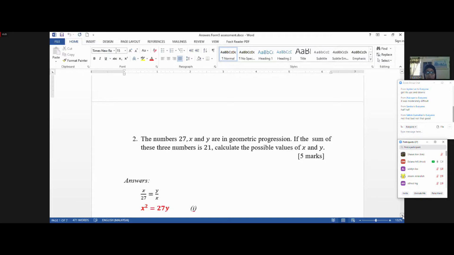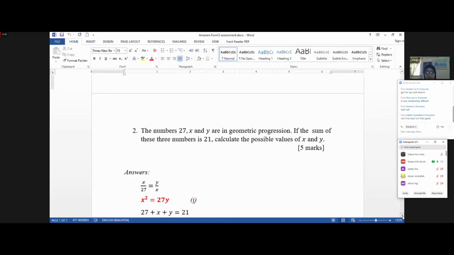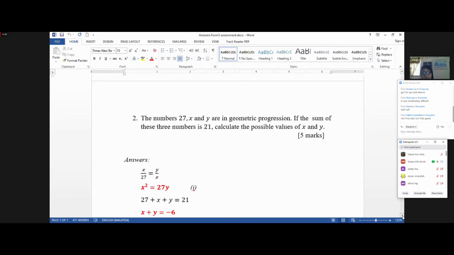The second equation is from the sum. I would rather not use the formula. I'm using this one, 27 plus x plus y equals 21. So I get x plus y equals -6. So I have my second equation. This is my second mark.